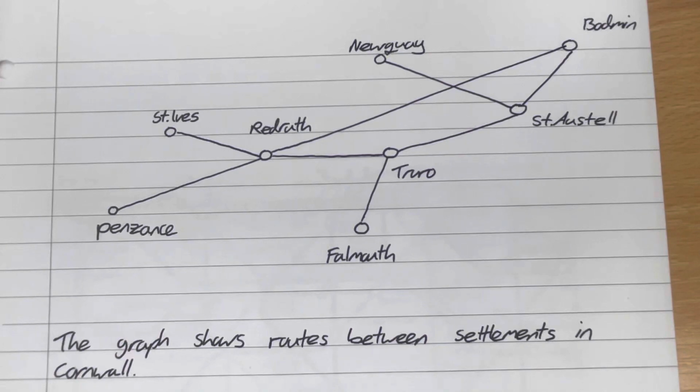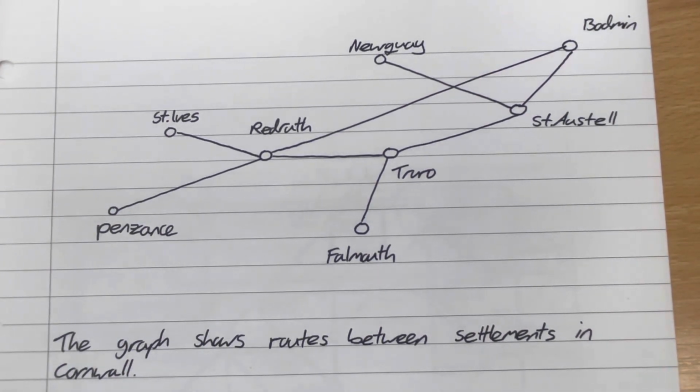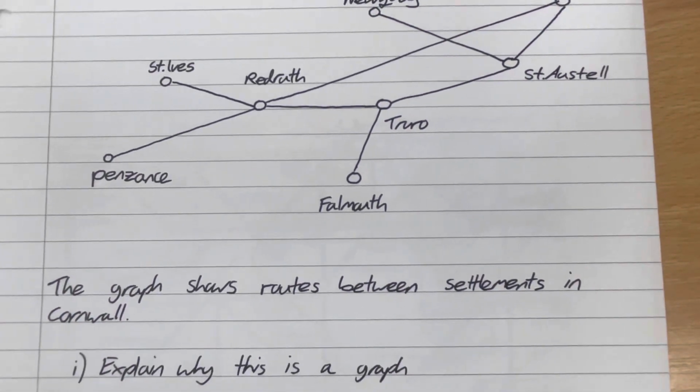All right, next question. This graph shows routes between settlements in Cornwall. Okay, so we've got Penzance, St Ives, Redruth, Truro, Falmouth, Newquay, St Austell, and Bodmin. Part 1 of the question, explain why this is a graph.